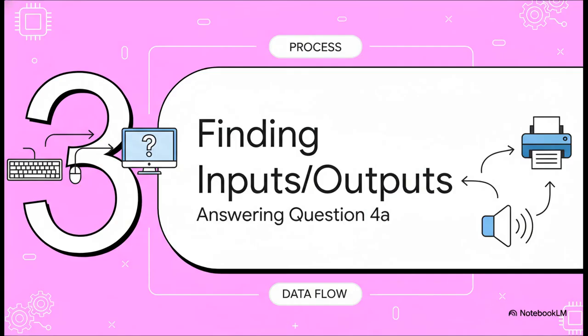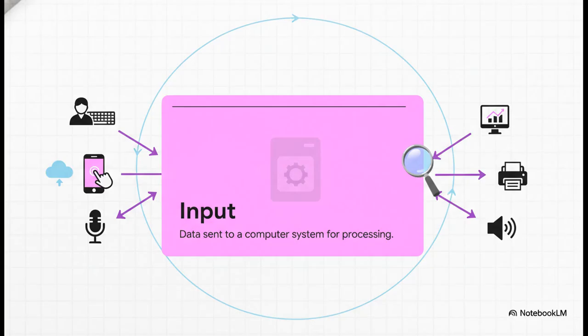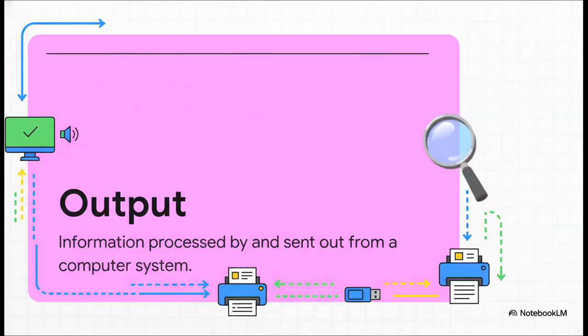Now for the main event, actually tackling the question. We'll start with part 4A, and we're going to focus on how to pinpoint the inputs and outputs so you can lock in those marks and think just like an examiner. First things first, let's get crystal clear on what we mean. An input is simply any data that a user, or maybe another system, sends to the program for it to do something with. Just think of it as information going in. And an output is the exact opposite. It's any information that the program processes and then sends back out. Could be something on the screen, a sound, anything really. It's the information coming out of the system.